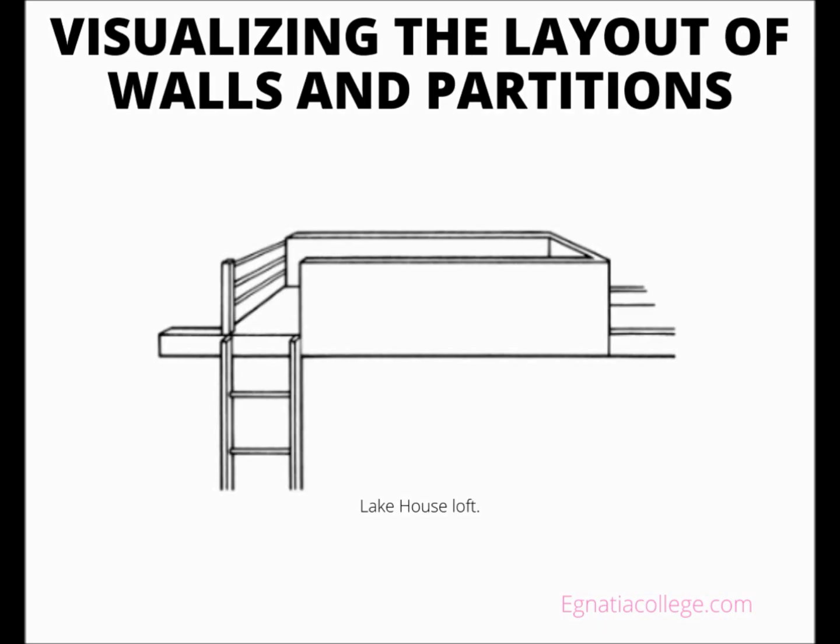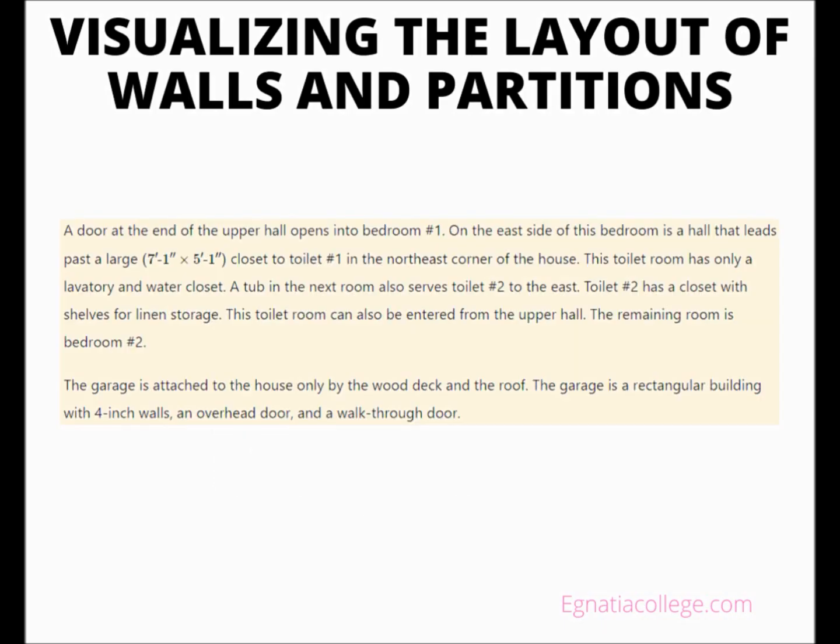A door at the end of the upper hall opens into bedroom number 1. On the east side of this bedroom is a hall that leads past a large, 7 feet 1 inch by 5 feet 1 inch, closet to toilet number 1 in the northeast corner of the house. This toilet room has only a lavatory and water closet. A tub in the next room also serves toilet number 2 to the east. Toilet number 2 has a closet with shelves for linen storage. This toilet room can also be entered from the upper hall. The remaining room is bedroom number 2.